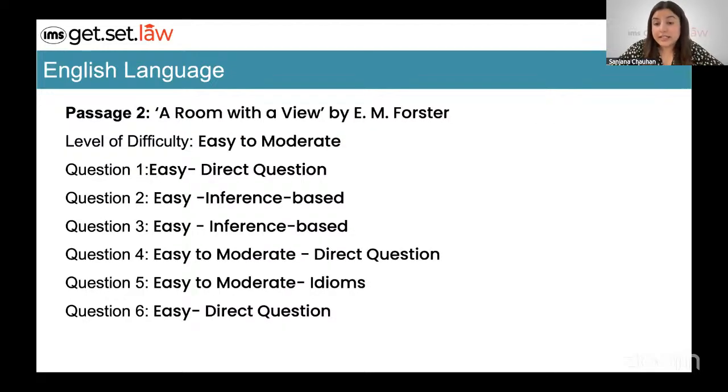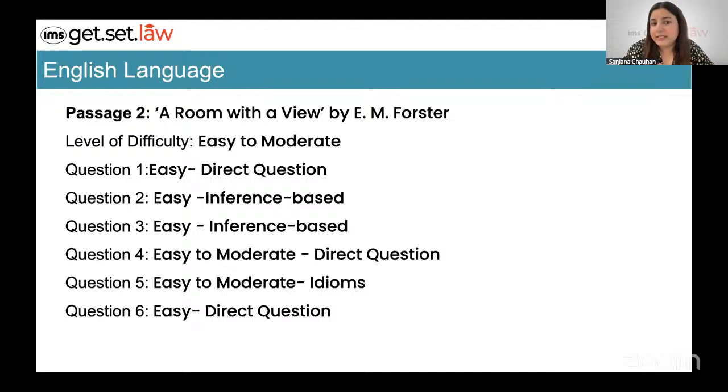All right, so this is an interesting read actually. It was a narrative passage. Generally, most students find navigating narrative passages quite easy. But my problem when I was going through this passage was that it's very difficult to make sense of what the conversation being bantered between Miss Bartlett and the other person, whose name was Lucy, was about. If you weren't able to understand or locate it, then answering some of the questions could have been difficult. Hence, the level of difficulty is easy to moderate.